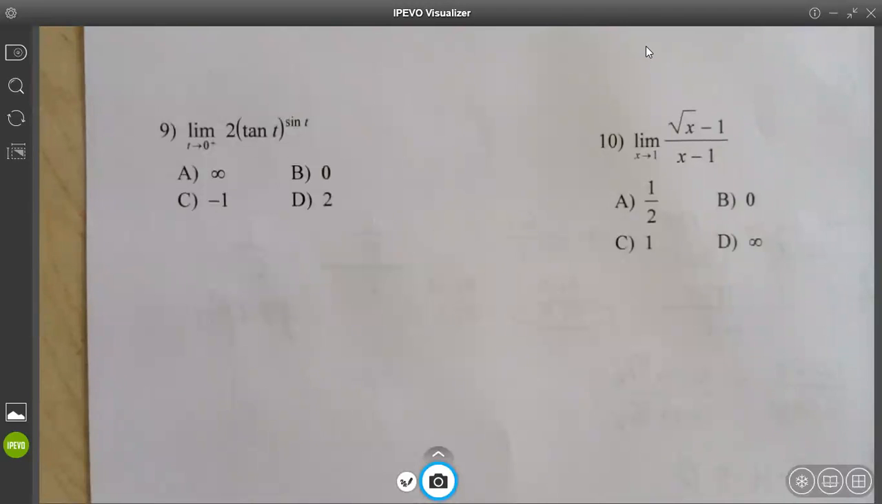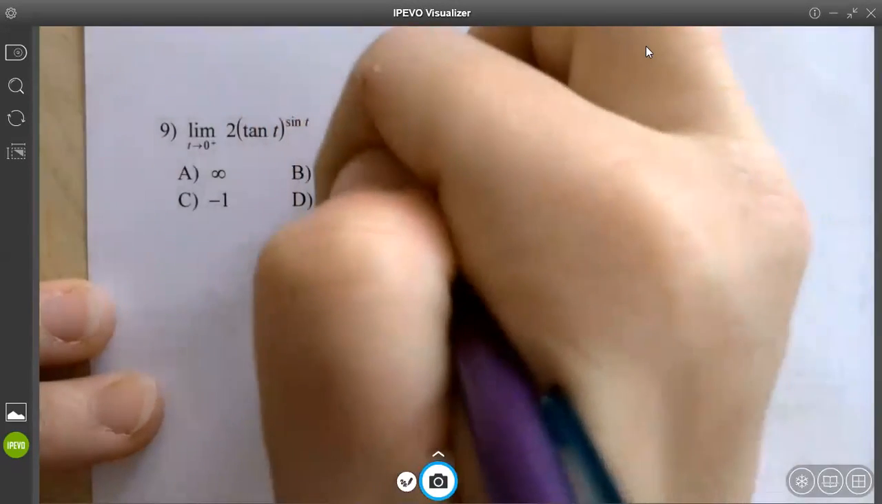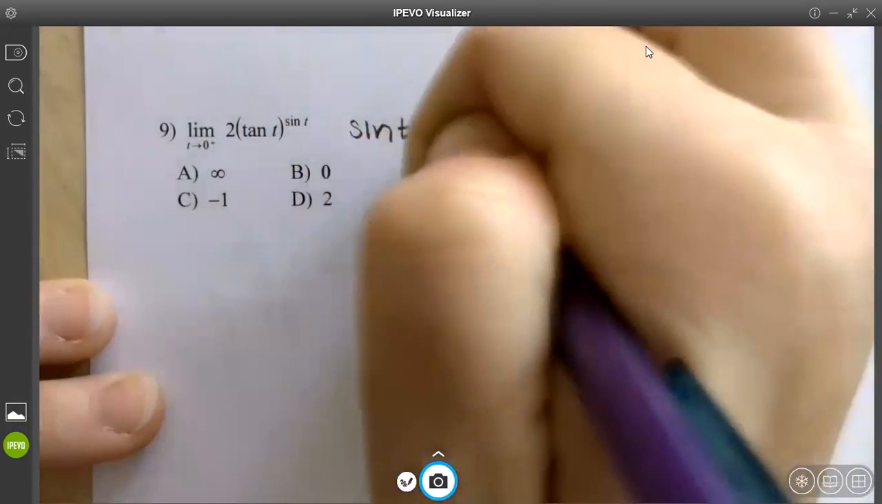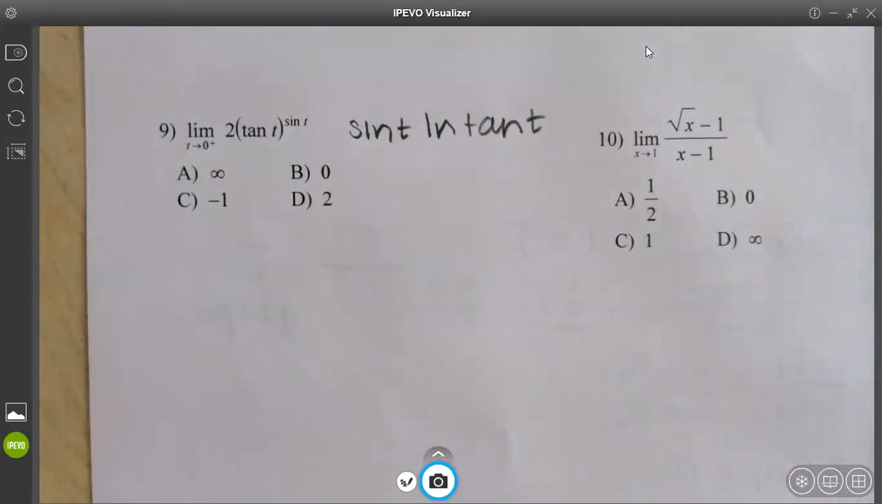Yeah, this one you have to ln. Why? A t in the power. So ignore the 2. We're going to bring that power down. So ln just brings it down. Yep.